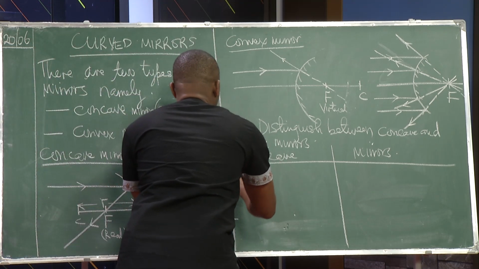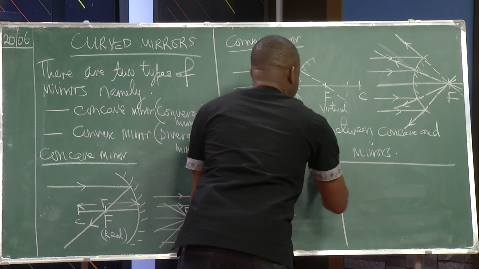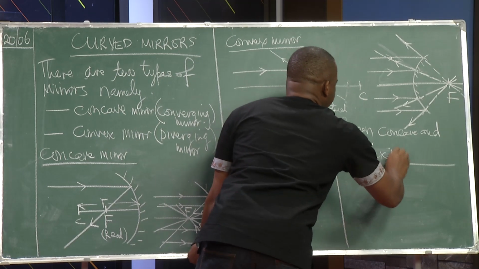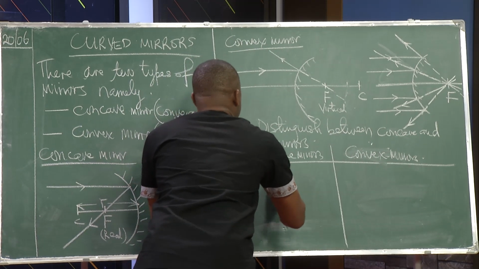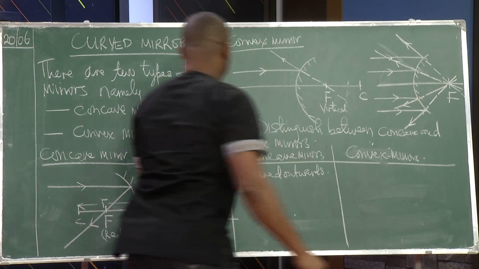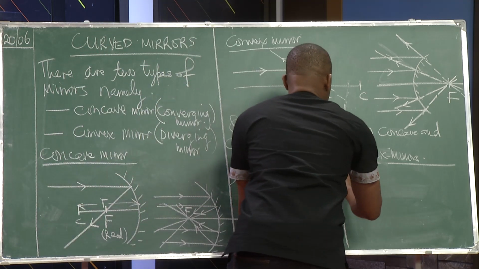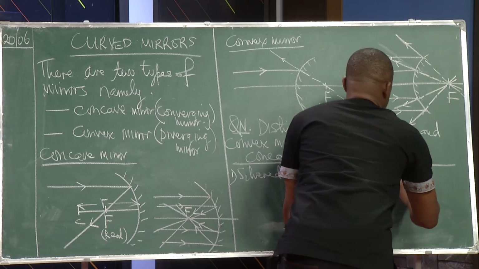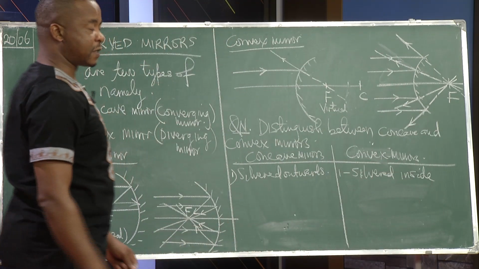One, we could say that for concave mirrors, they are silvered outwards. In other words, the silvered surface is out. These ones are silvered inside. The silvered surface is inside the mirror.